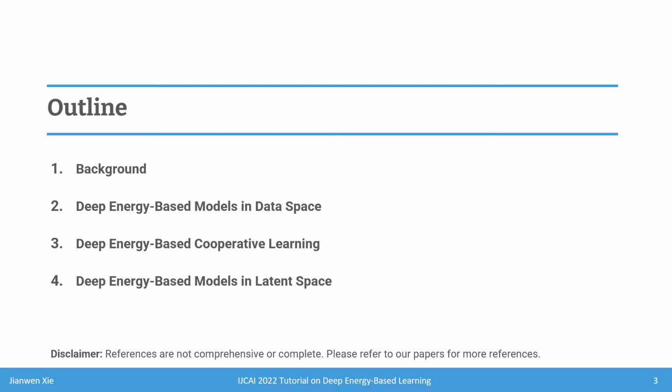I divide the material into 4 parts. I will start from the background of energy-based model in part 1. In the second part, I will present deep energy-based models in data space. In the third part, I will introduce the energy-based cooperative learning, which is a joint training framework of an energy-based model and a latent variable model. In the fourth part, I will talk about latent space energy-based model, where we learn an energy-based model on top of a generator.